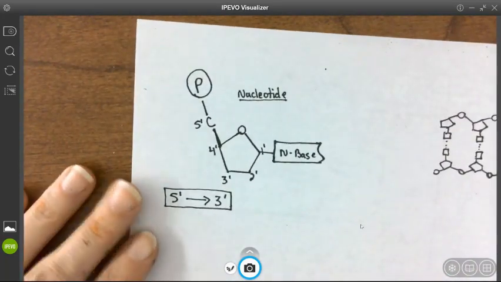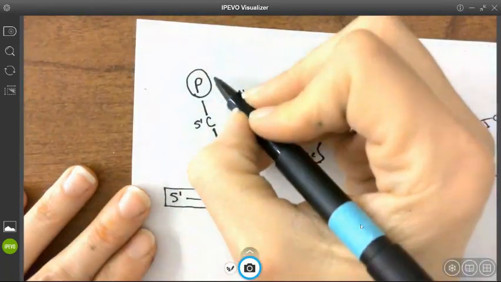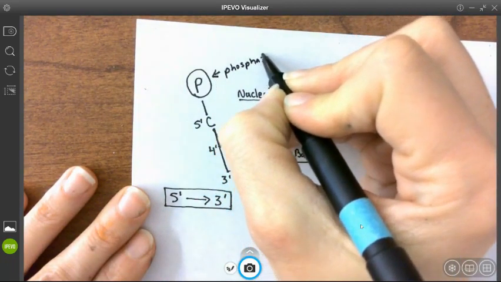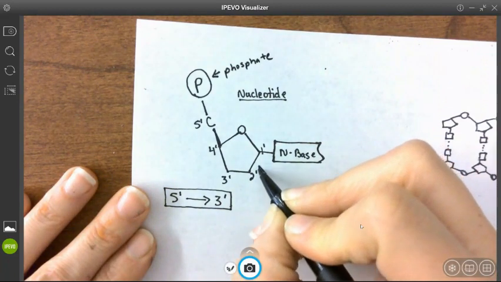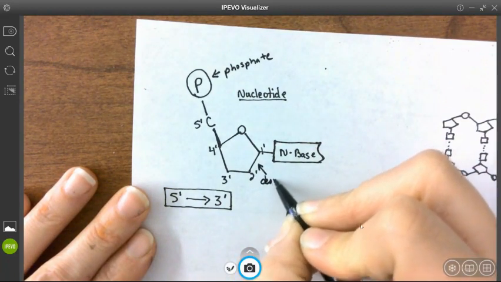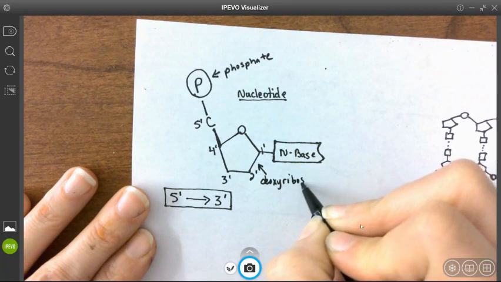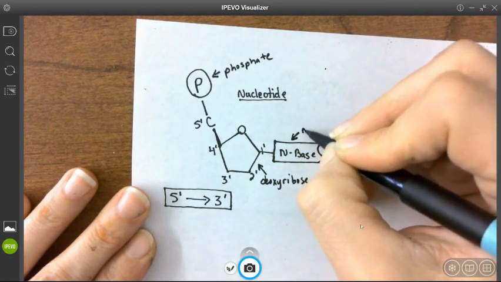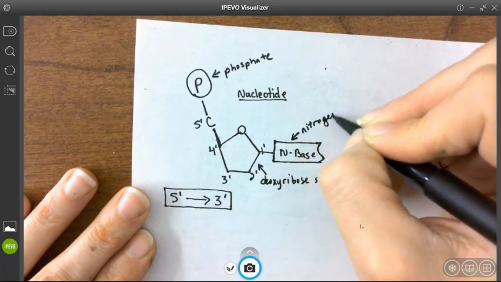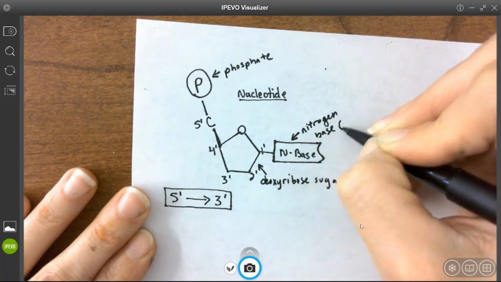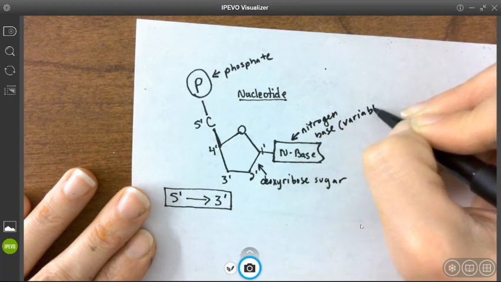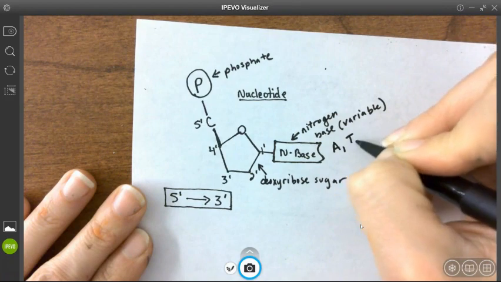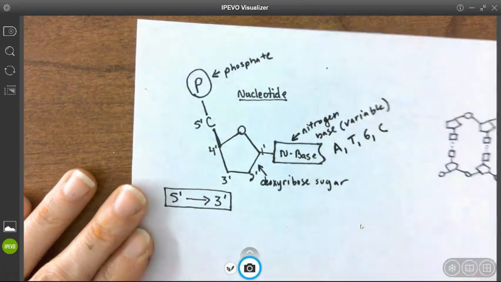Right here, you see a nucleotide. A nucleotide is made up of 3 main parts: the phosphate, the sugar, in the case of DNA, deoxyribose sugar, and the nitrogen base. The nitrogen base is the variable region of the nucleotide, and in DNA can contain the nitrogenous bases A, T, G, and C.